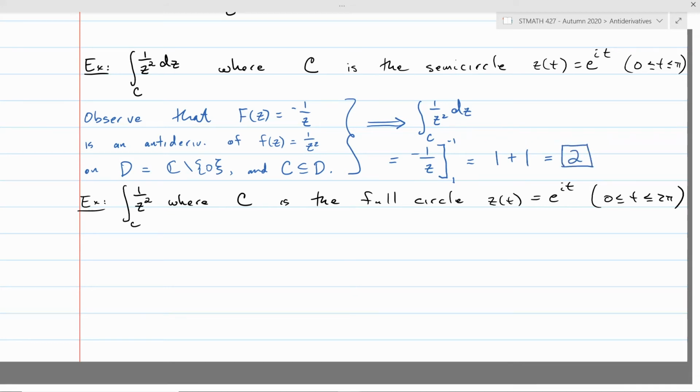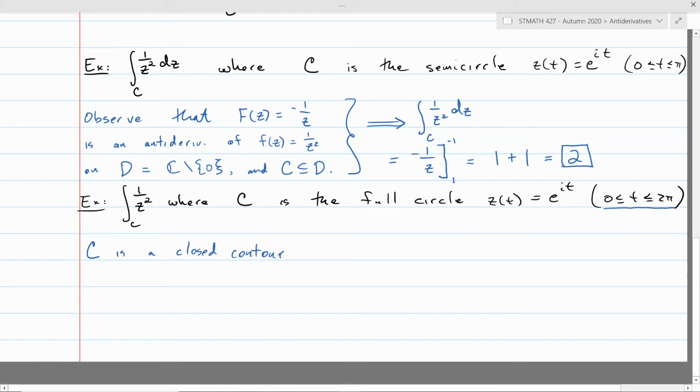On the other hand, in the next example, we have the same integrand, but we have a different curve this time. This time we'd be looking at the full circle. It has the same parameterization, z of t equals e to the it, but the parameter t runs from 0 to 2 pi in this example, so it's forming a full circle. So that's a closed curve in that same domain.